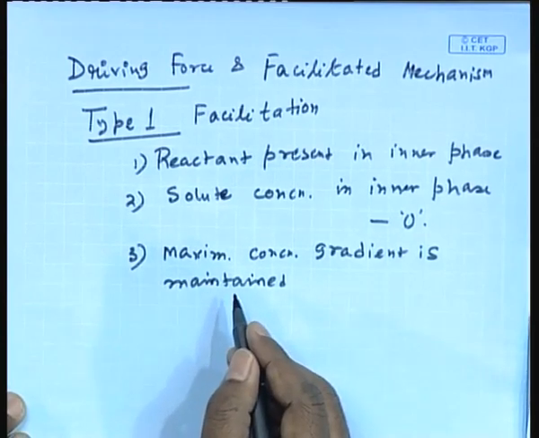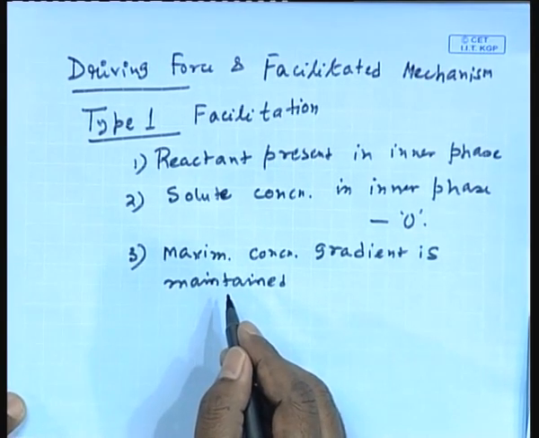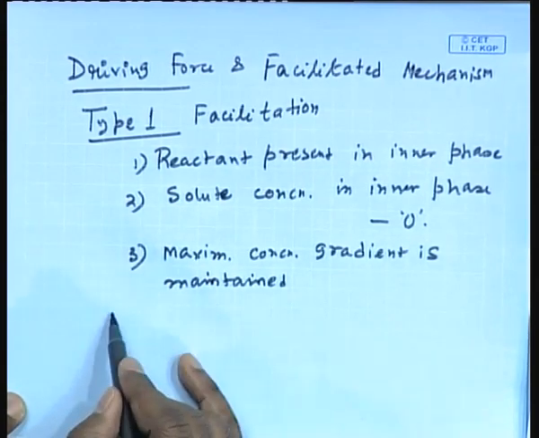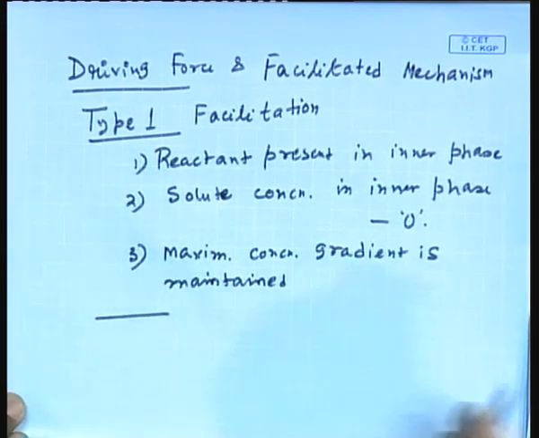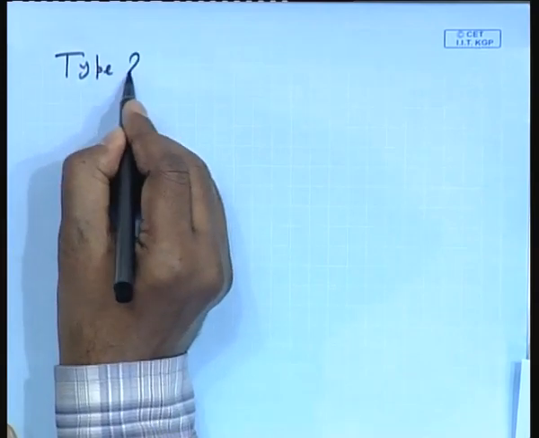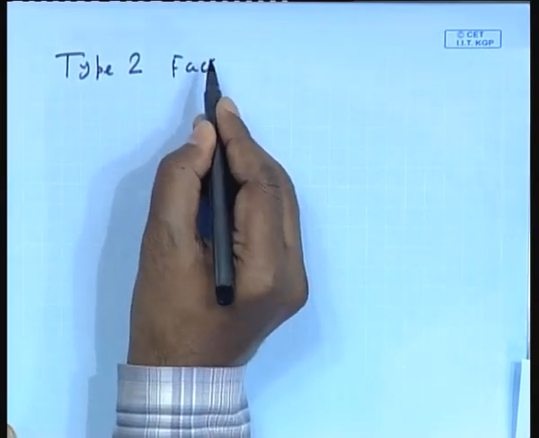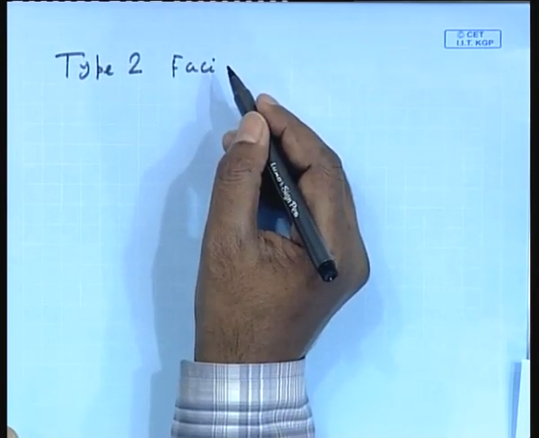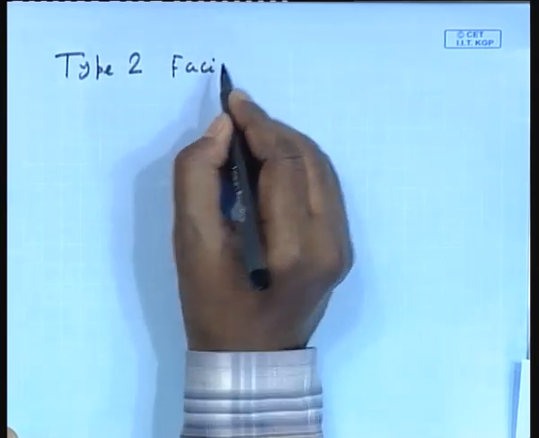The product is incapable of diffusing through the oil phase, so it remains entrapped there. Okay. So, this is a type 1 facilitation process. In type 2 facilitation process, and this type 1 facilitation we just discussed in the case of removal of phenol by using an inner phase loaded with sodium hydroxide.